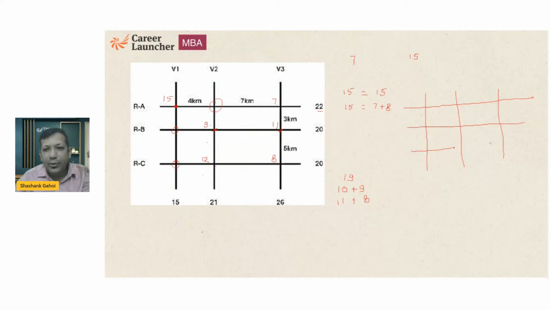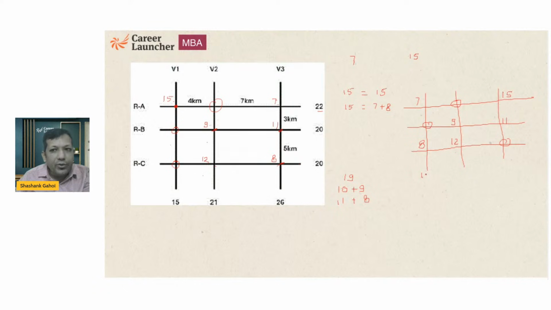Now what I can do, 7 plus 8 is 15. I can just directly take this value over here. I can put it over here. So I'm going to put 7 here, 8 here. This base is empty. This is 0. This is empty. This is 9. This is 12. This is 15. This is 11. And this is vacant.